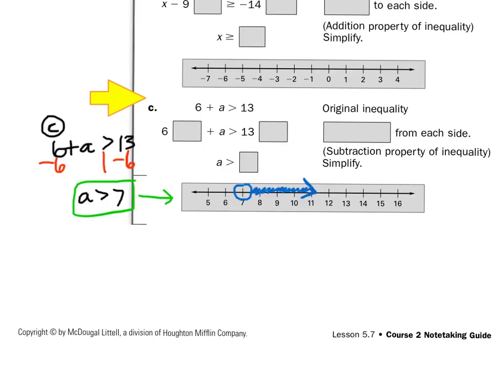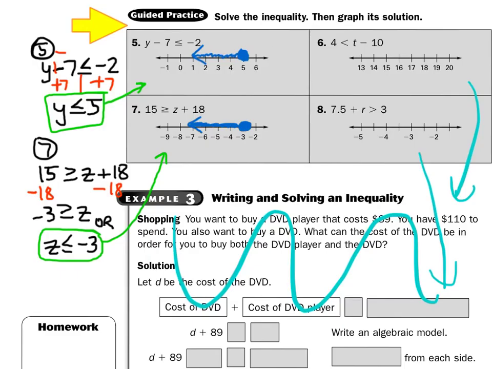Okay, take a look at letter C. 6 plus A is greater than 13. So I wrote it over here. I want to get rid of the adding 6, so I'm going to subtract 6 on both sides of the wall. So 6 minus 6 destroy each other. Bring down the A, bring down the inequality, and 13 minus 6 gives us 7. So this is A is greater than 7. Well, since it cannot be equal to, put that open bubble at 7, and then shade everything greater, everything to the right.